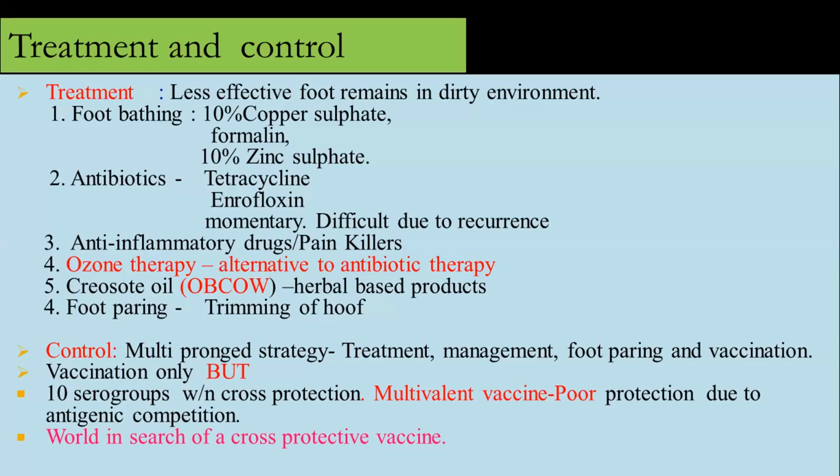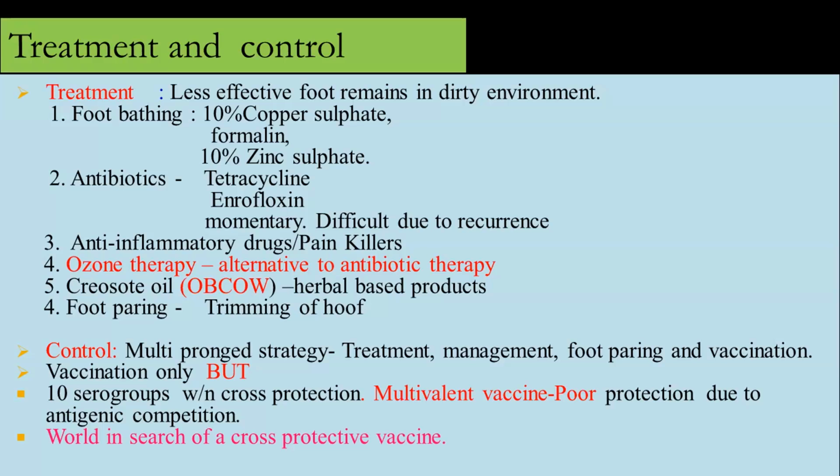Coming to the treatment and control, we know that treatment is less effective because the disease is recurrent. But the first treatment that comes to mind is foot bathing. If the animal is affected with foot rot, the chemical used in the foot bath is copper sulfate or zinc sulfate: 10% copper sulfate or 10% zinc sulfate. Formalin at 3% is also used. Copper sulfate is toxic. It is a corrosive chemical, so you have to take precautions. Similarly, zinc sulfate is less toxic, so you can also use it. The contact time should be around 15 minutes. So if you have the solution, this is one option.